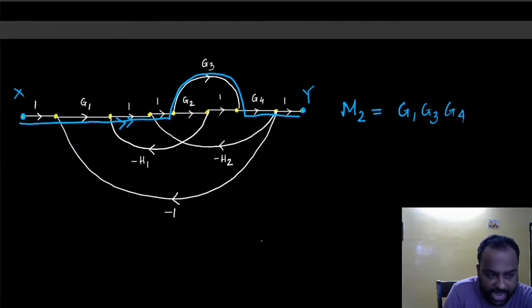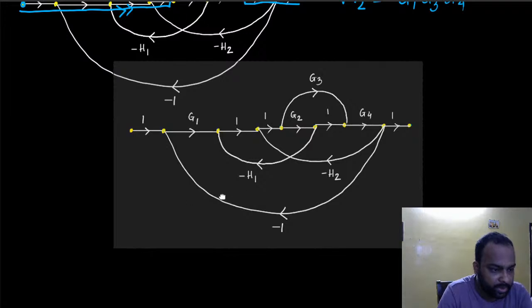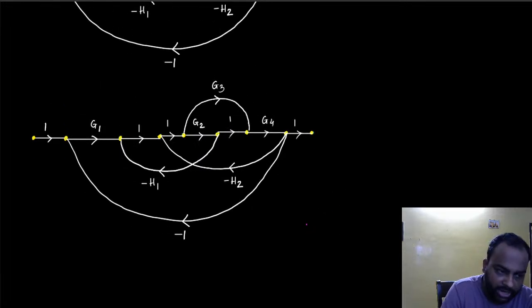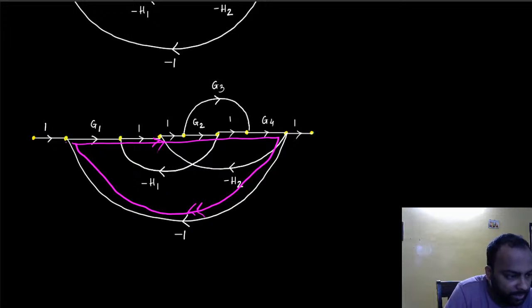So is there another forward path? The answer is no. You can check for yourself, right? Okay, now consider the loops. Again, the order in which you think about the loops does not matter. So I can consider this loop first. So this is one loop. Look very carefully. This is one entire loop, right? I'm starting from here, going through all of this and coming back.